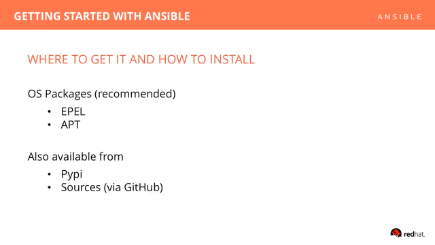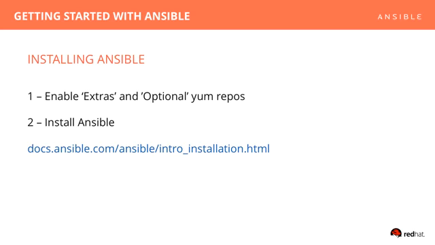Ansible is available from several places. While we recommend getting started with the OS-specific packages we provide via EPEL and apt, you can also grab Ansible and its requirements from PyPI, or direct GitHub source clone. Installing Ansible is pretty straightforward too. Note that if you're on a RHEL or equivalent system, you'll need to enable your extras and optional yum repos before attempting to install Ansible from EPEL.